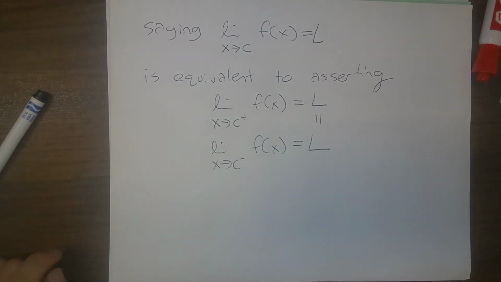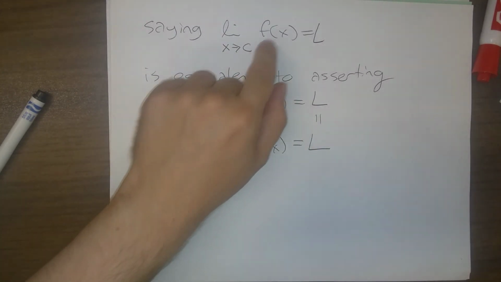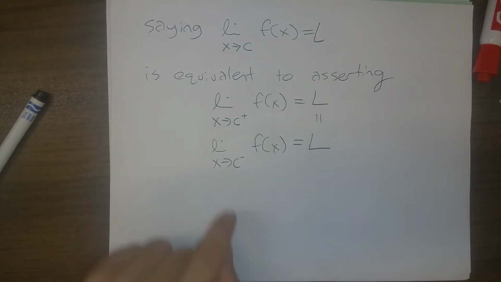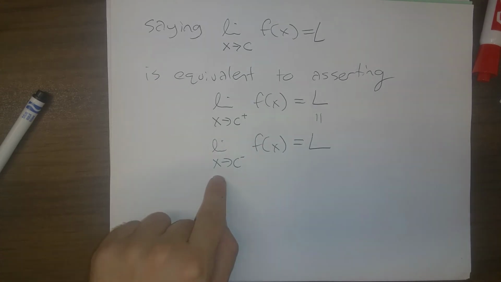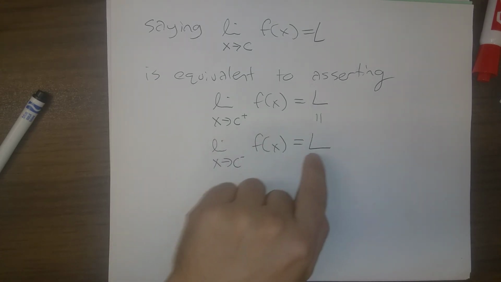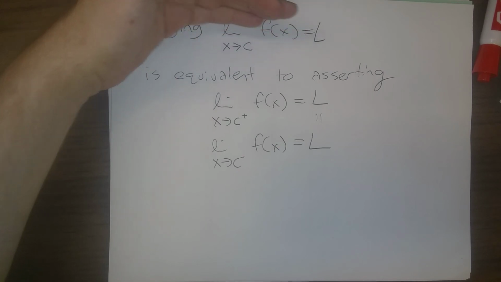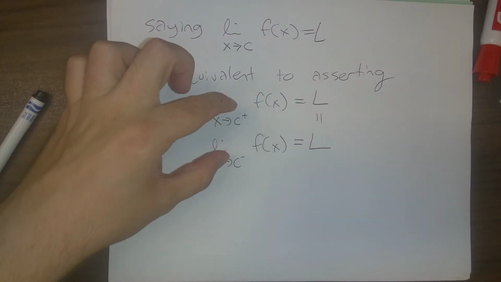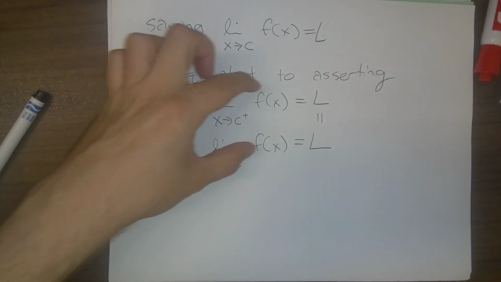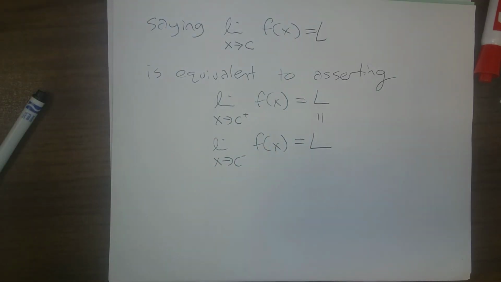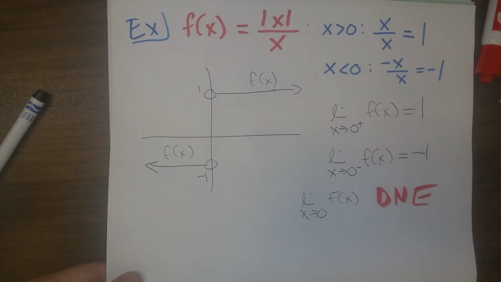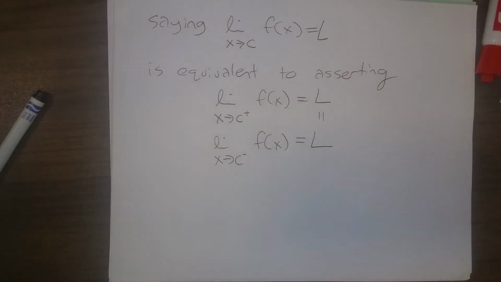So if I tell you that an overall two-sided limit exists, that the limit as x goes to 7 of f of x is equal to 6, well, that would tell me the limit as x goes to 7 from the right of f of x is equal to 6, and the limit as x goes to 7 from the left of f of x is equal to 6. So this statement is equivalent to asserting both of these. Even if both of the one-sided limits exist, if they aren't equal, you don't have the overall limit. That's the example that we just saw. So that's an introduction to one-sided limits.